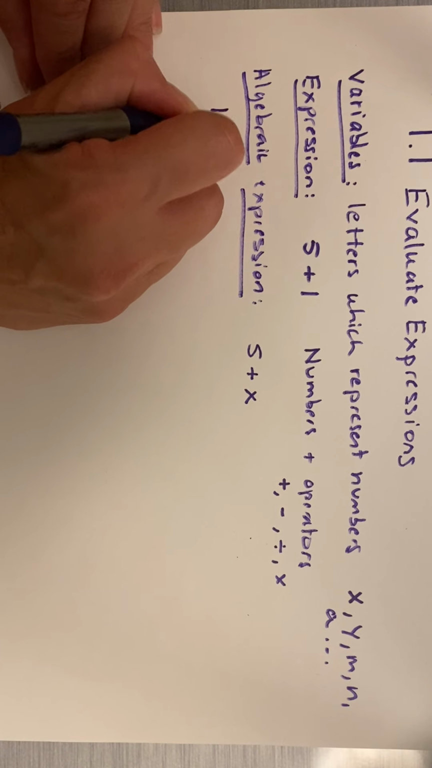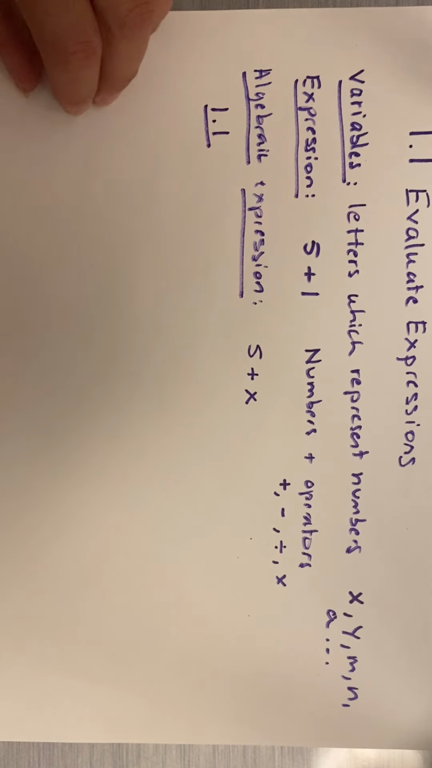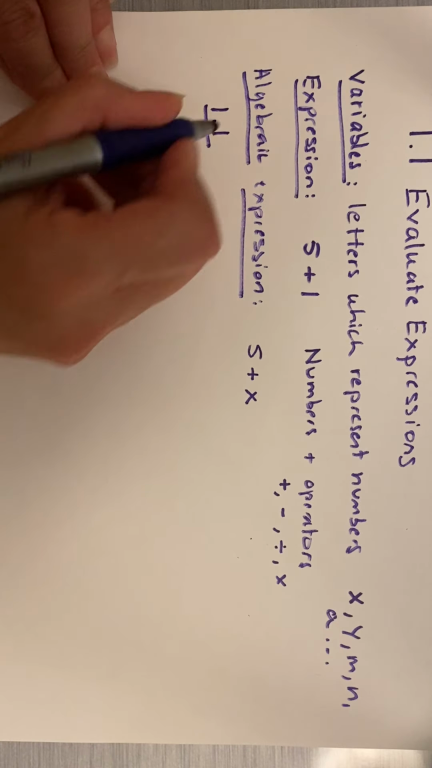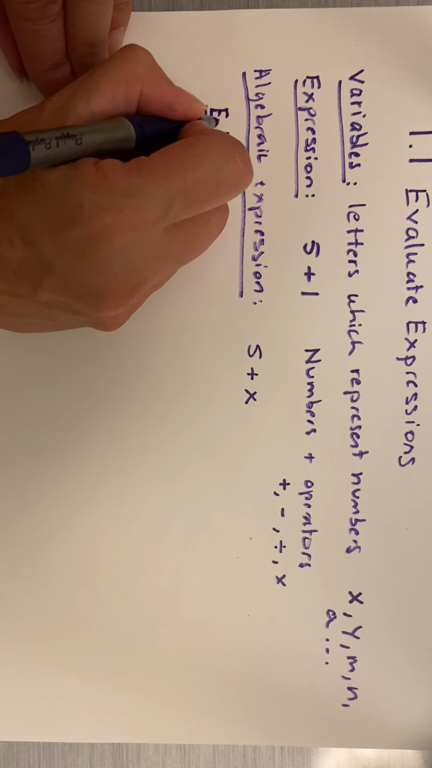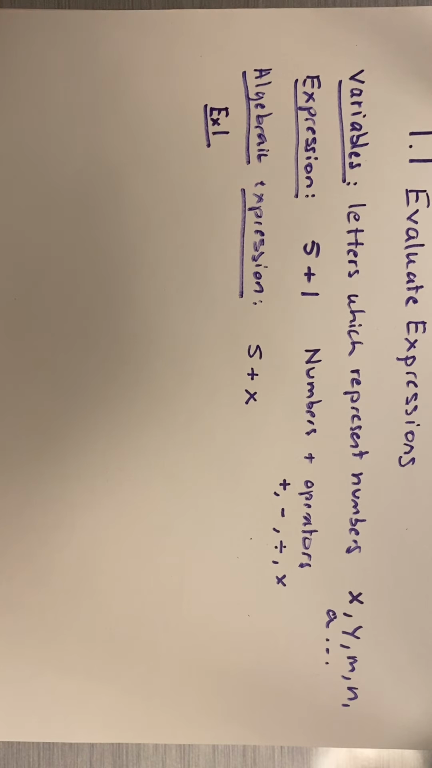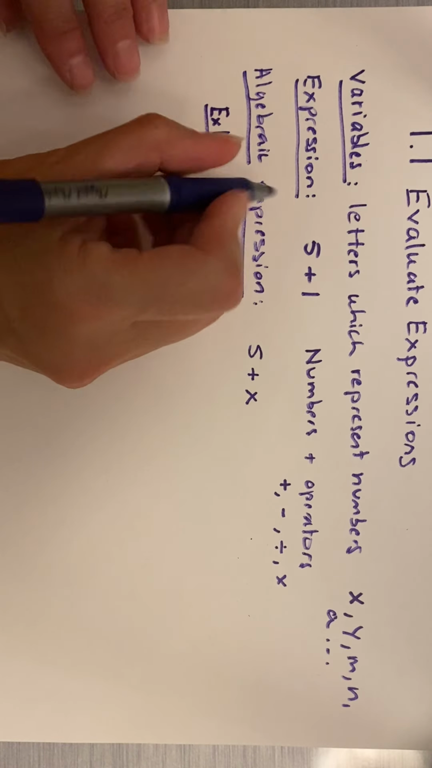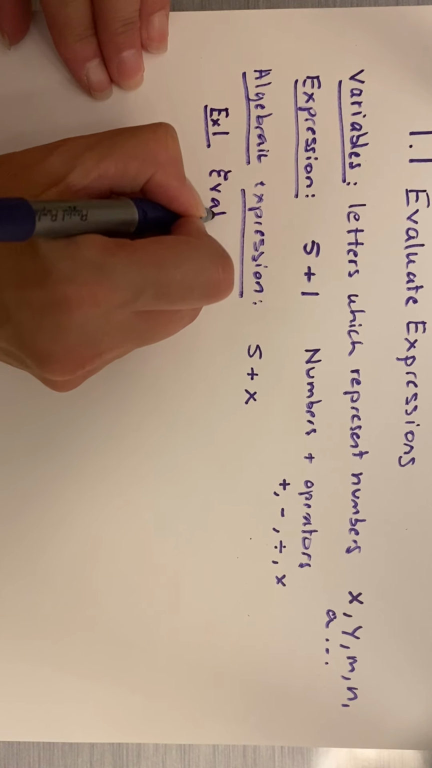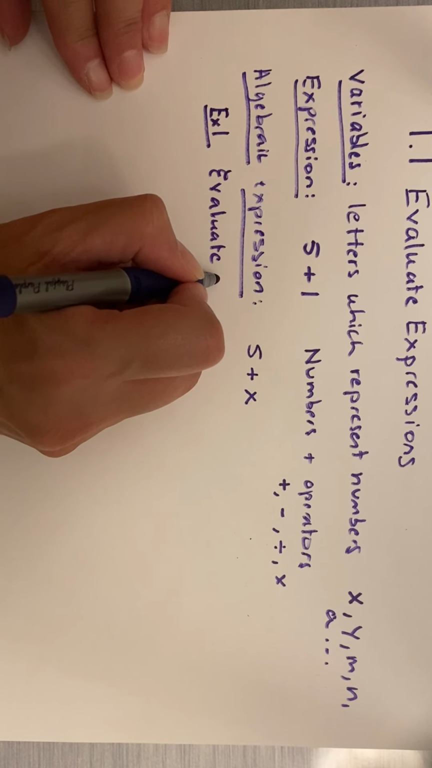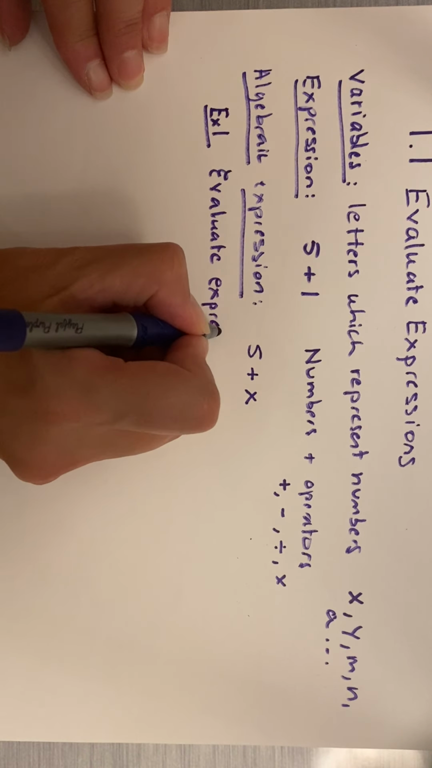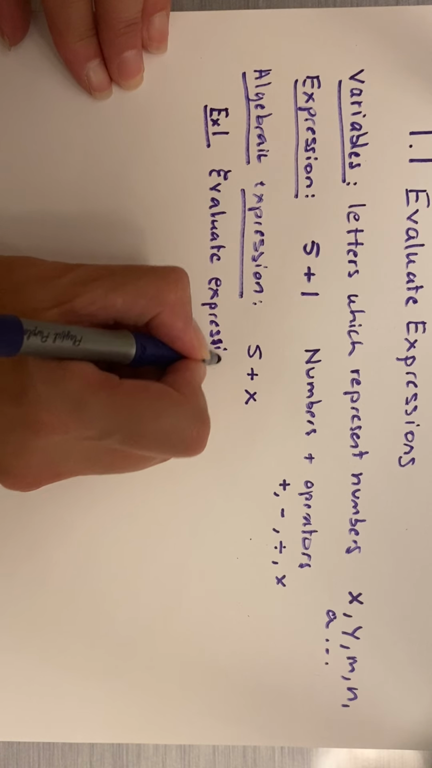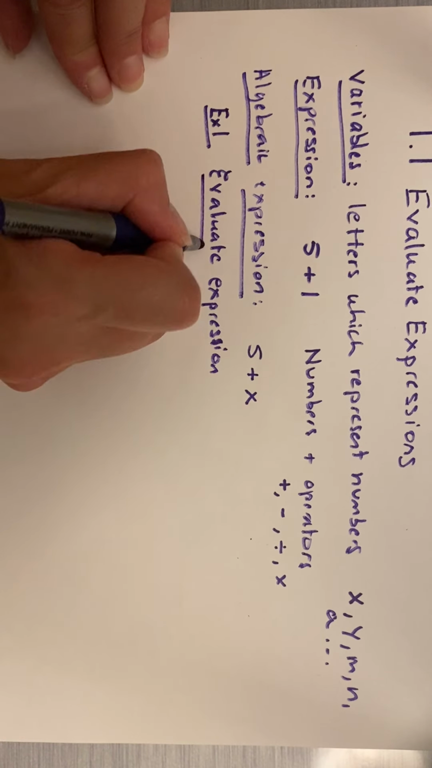Let's start with very, very simple examples. Again, you've seen these before. We'll go quickly. So this is going to be example 1. And we're just going to do what's called evaluate an expression. And anytime you see evaluate, it means find the answer, basically. So evaluate the expression.